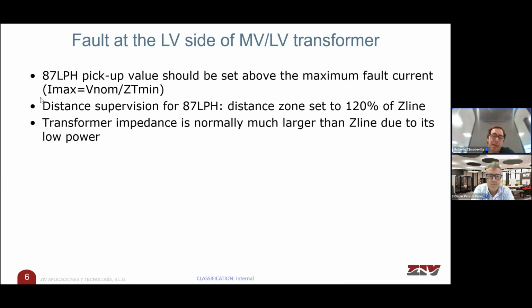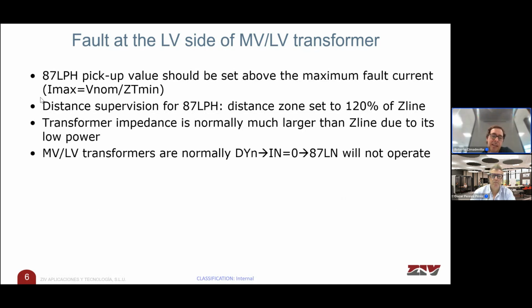Normally, the transformer impedance is much larger than the line impedance due to its low power. So normally, faults at the low voltage side are much farther away from zone 2. We will see later in the simulated cases.